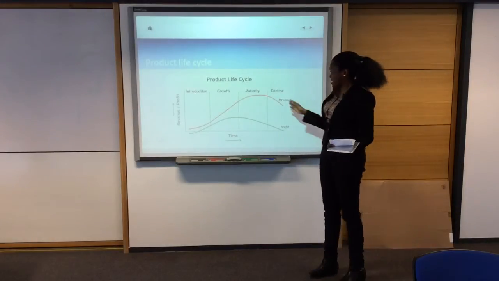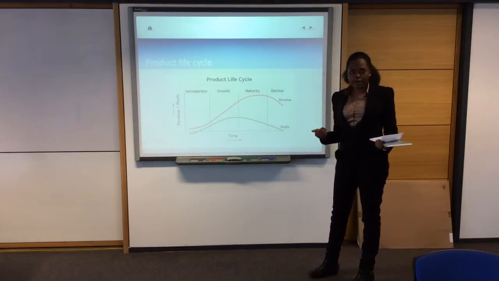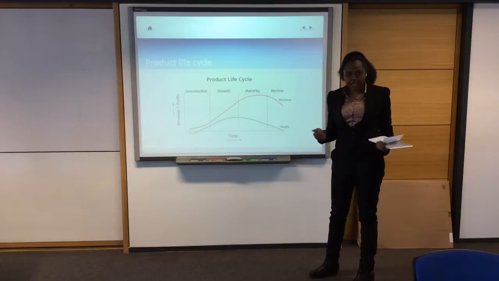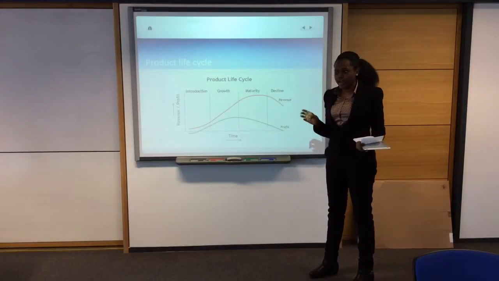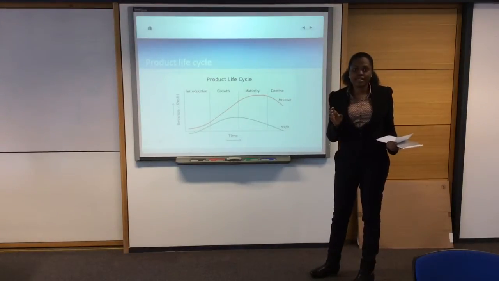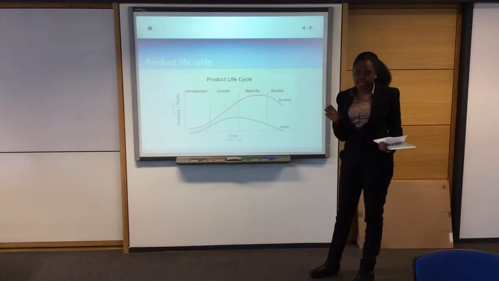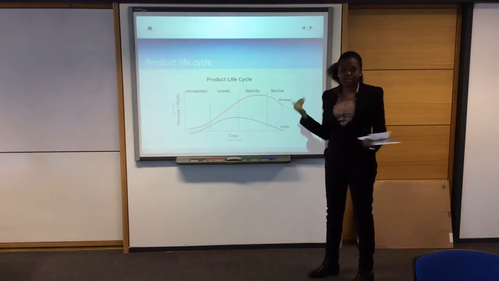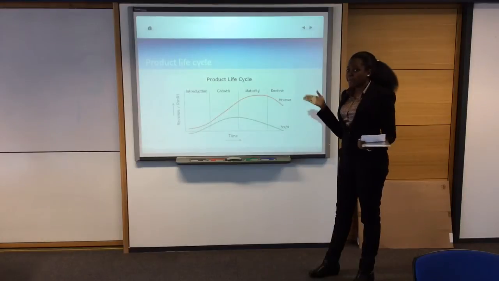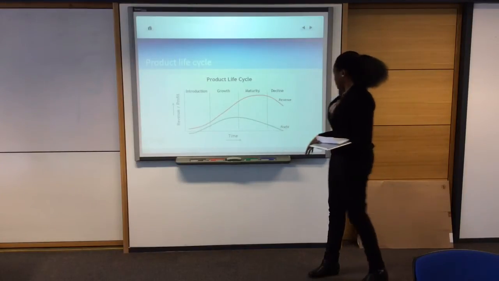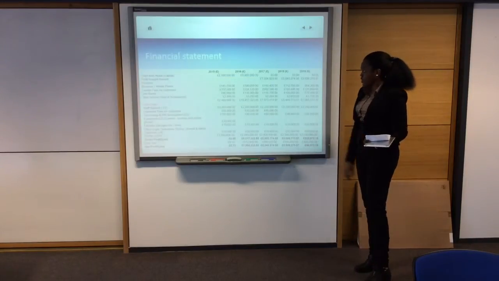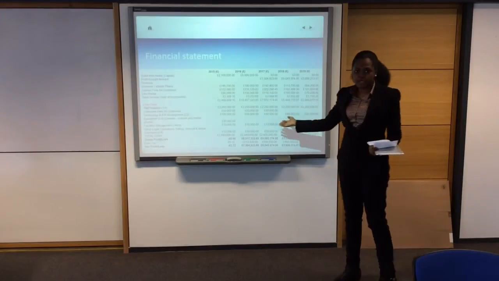And at the declining stage, based on the innovation that we've invented, we have already planned on having a research and development section in the company that would help us to introduce a new innovation by the time we reach the 5th year in the market. So this is the financial statement which we've created.